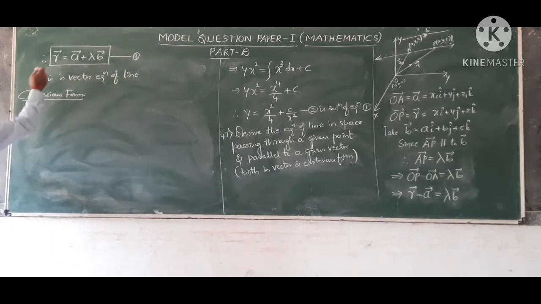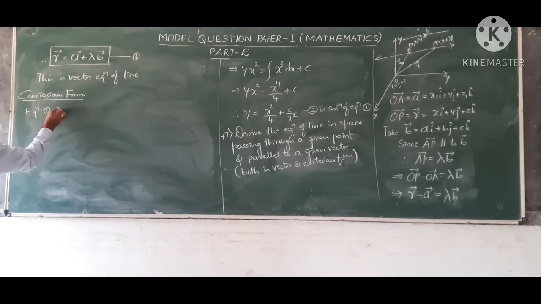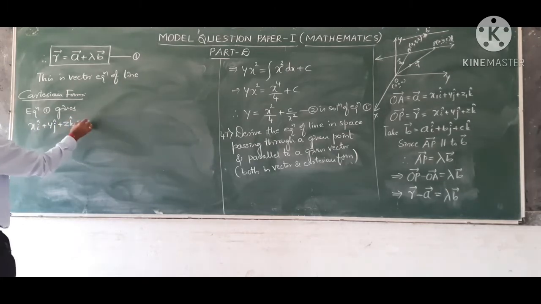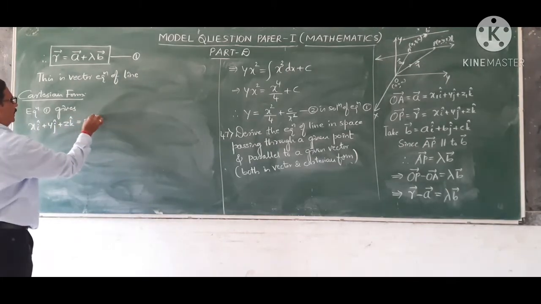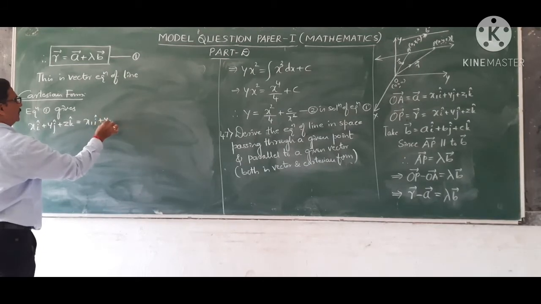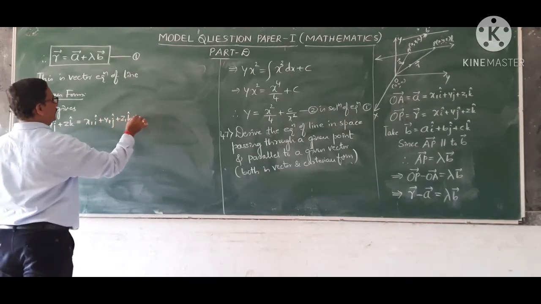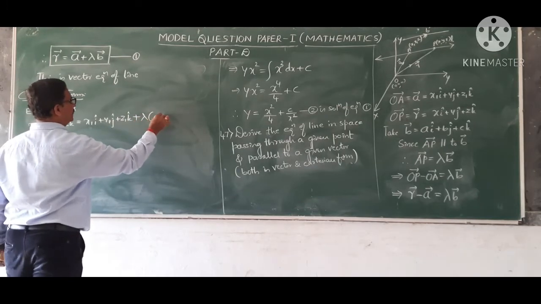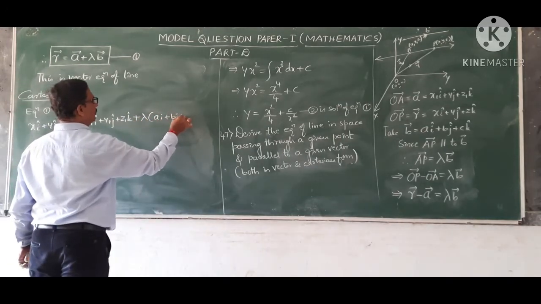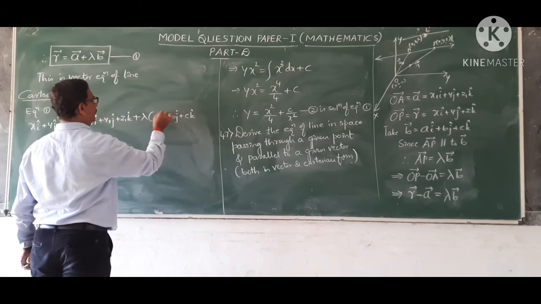Now you know the vector R, you know the vector A and also vector B. Put all vectors in equation 1. Now equation 1 gives, what is vector R? xi plus yj plus zk. What is vector A? x1i plus y1j plus z1k plus lambda into vector B, which is ai plus bj plus ck.